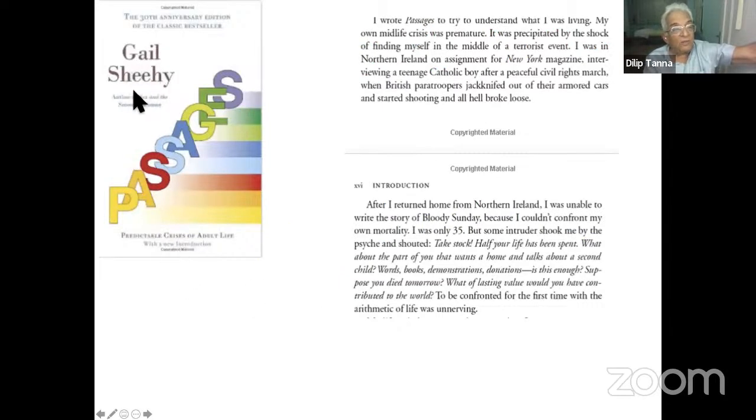This is the thing which is worth reading. Gail Sheehy has written this book, Passages. And this is the preamble she has written. I wrote Passages to try to understand what I was living.